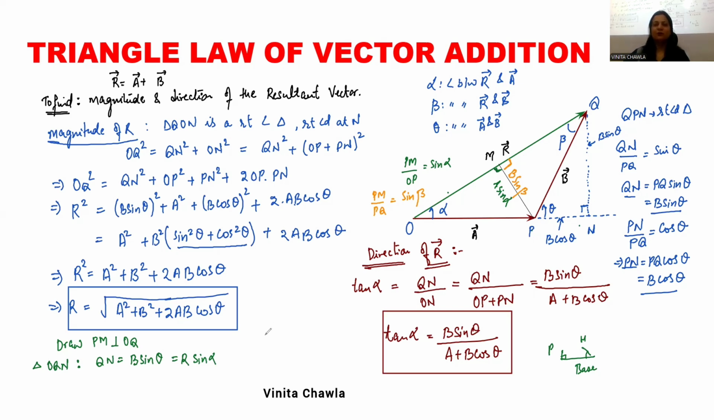I'm just going to redraw this for you. This is vector R, this is alpha, this point is O, this is Q, and this is N, no? So we can write this is the perpendicular, this is R sine alpha, perpendicular is R sine alpha, and base is R cos alpha. We can write like this.